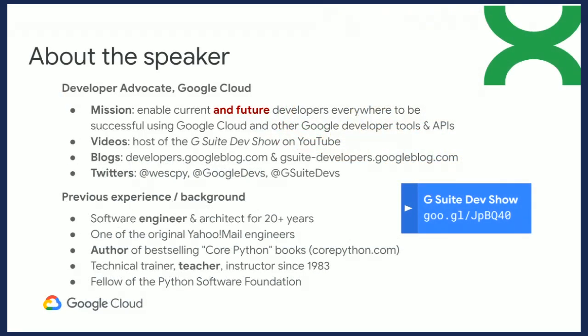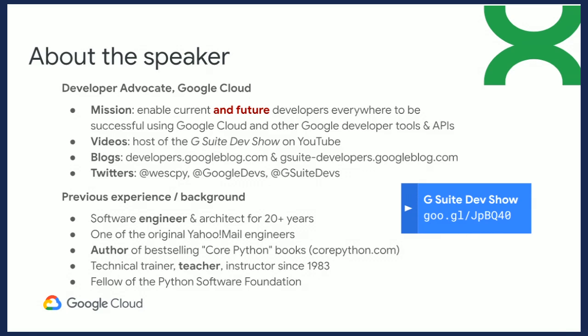All right, so a little bit of background about myself. My job, as a developer advocate, is to enable current and future developers. That's bolded because I actually spend more time in higher ed talking to students and faculty and getting them onto our cloud. In any case, we want developers everywhere to be successful using Google Cloud and other Google developer tools and APIs. I was recently on the G Suite developer relations team, and so I have a whole bunch of videos on G Suite. And I write in the blogs, and I have a lot of tweets.